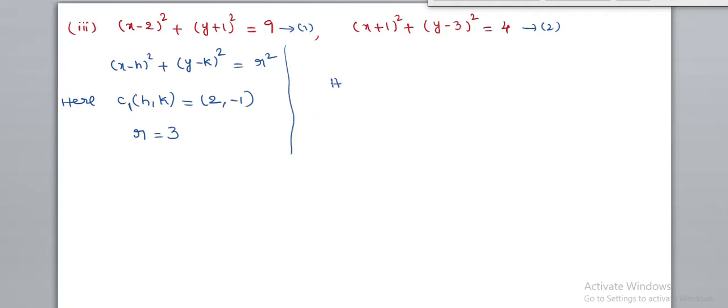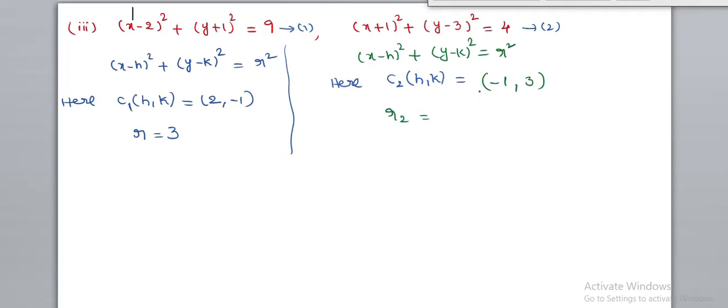Same comparing formula for C2: (x minus h) whole square plus (y minus k) whole square is equal to r square. Here h is replaced by minus 1 and the k value is 3, so the center is (minus 1, 3). For R2, 4 is written as 2 square, so the R2 value is 2. First, the distance C1 C2 must be found.